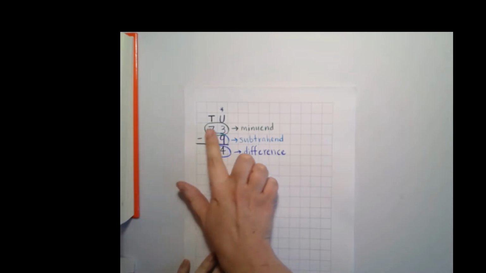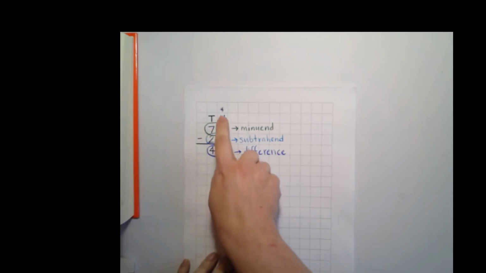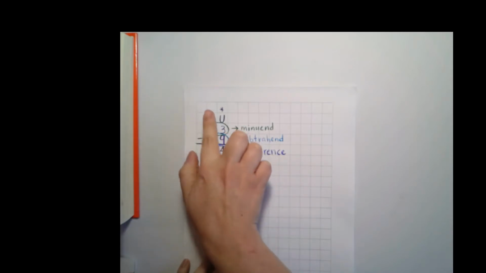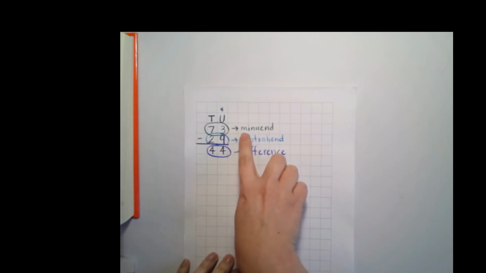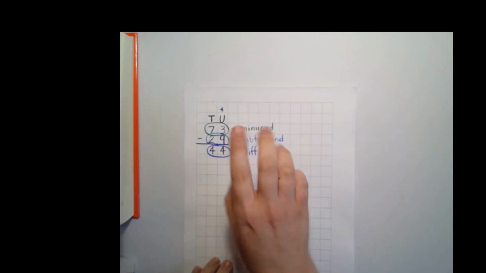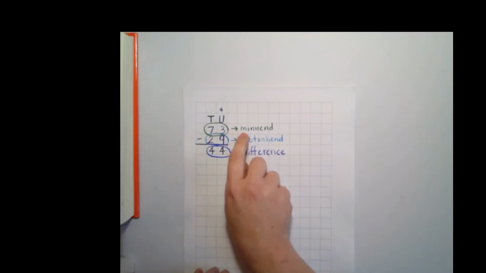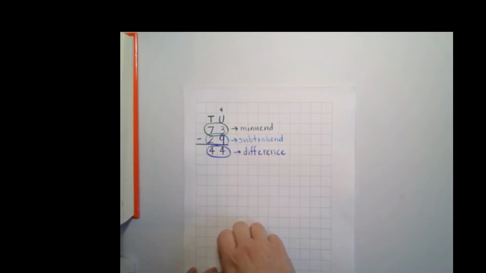So here we have a subtraction problem. We have our unit, which is where we start, which is why there's a star on it. So our unit, and then we have our tens. The top number in the subtraction problem, the number we start with, is called our minuend. Minuend. Then we have the number we are taking away.